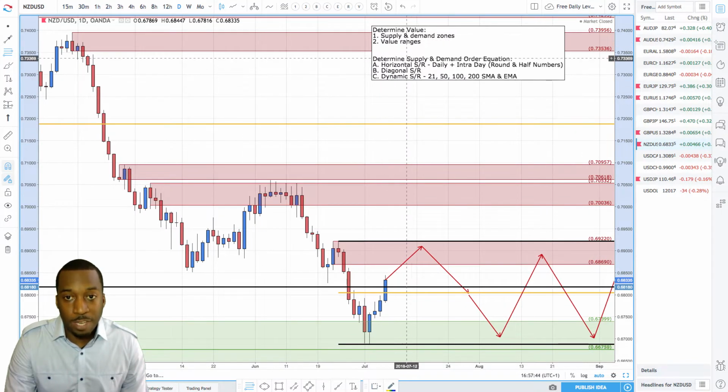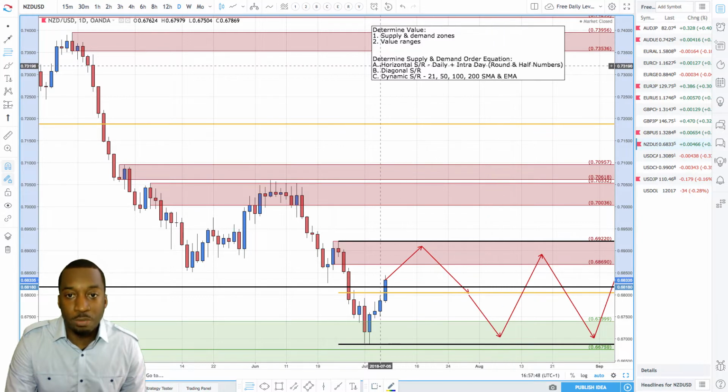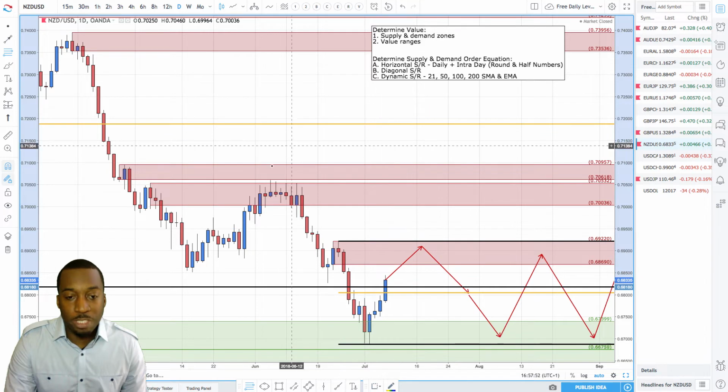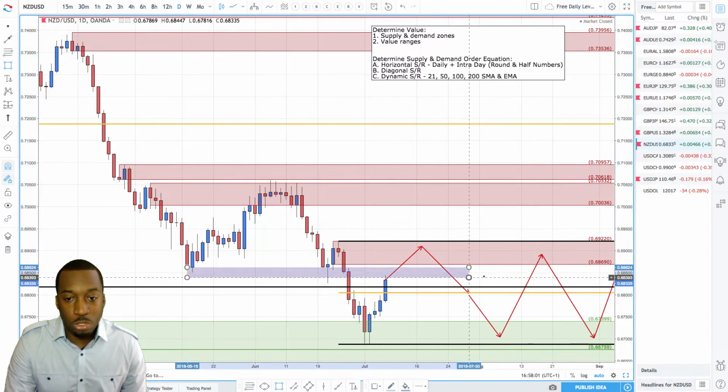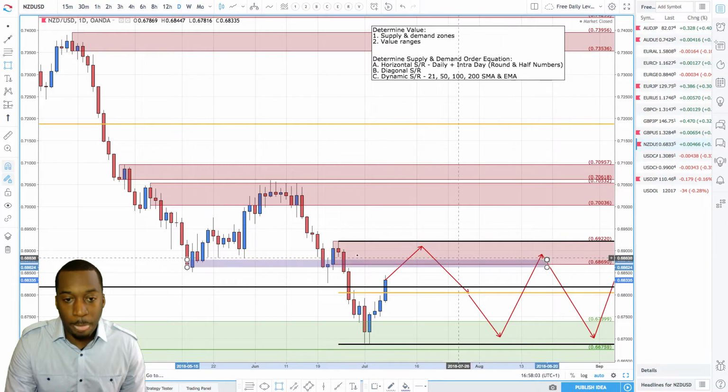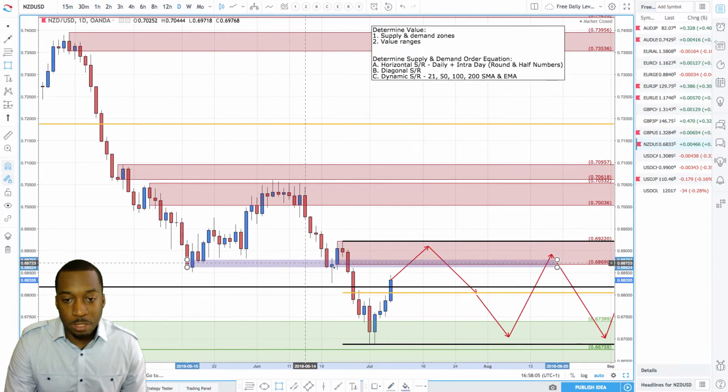So that covers value ranges. Now we need to determine the supply and demand order equation, right? So the first one is horizontal support and resistance. And what is the supply and demand order equation? So we need other traders to look at levels to get long or short. And so this adds to where other traders are going to be potentially looking to take profit or enter new trades. So we've got supply and demand zone traders, and value traders like myself.